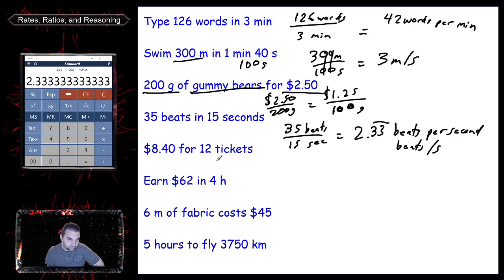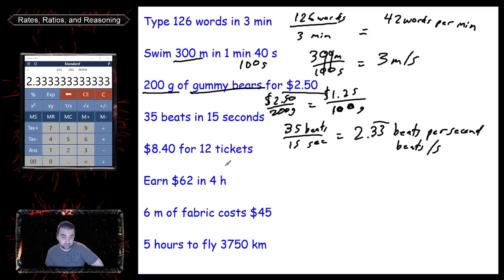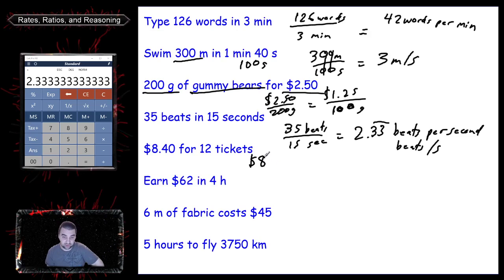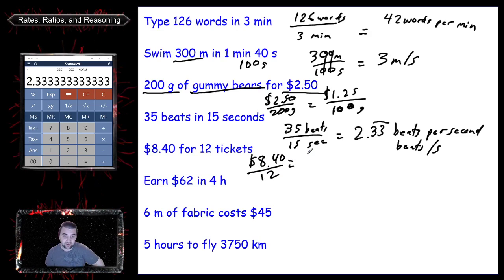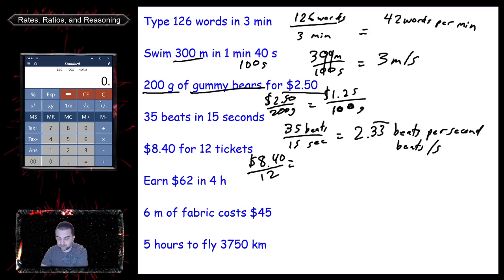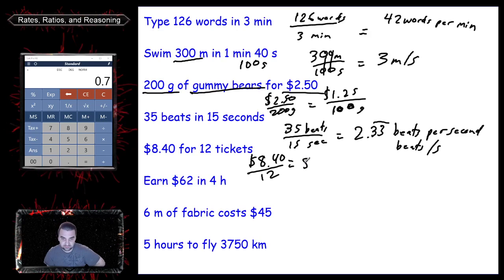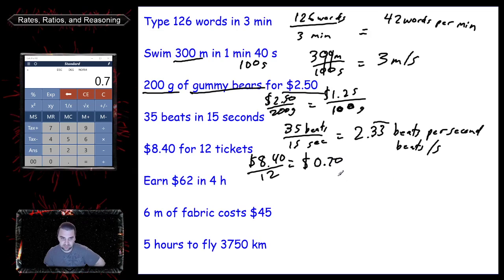Okay, $8.40 for 12 tickets. This is dollars per item. So I want to find out how much each individual ticket costs. $8.40 divided by 12 gives me, I don't know, it gives me 70 cents per ticket. What kind of tickets are these? That is really cheap.